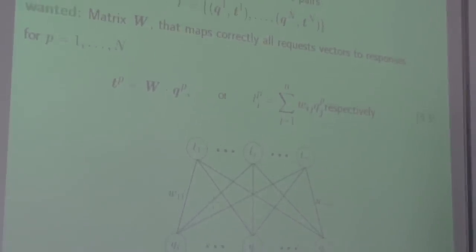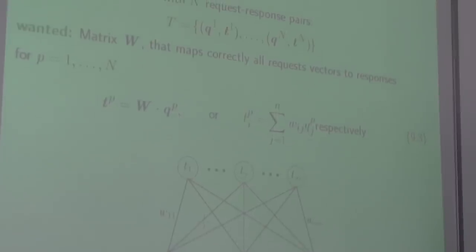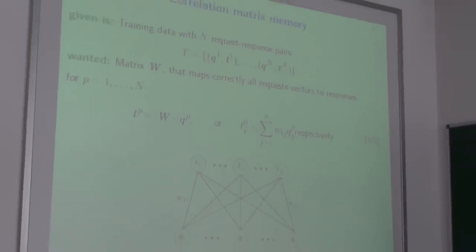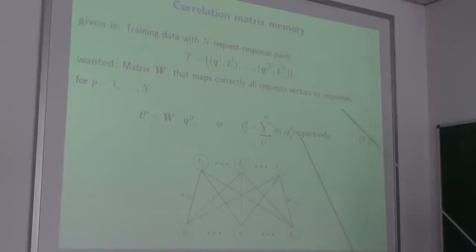Okay, and the easiest type of such a memory is the so-called correlation matrix memory, and sometimes it's also called Kohonen associative memory, but be careful. There is another type of Kohonen neural network, the Kohonen self-organizing maps, which is completely different. So this is the Kohonen associative memory.